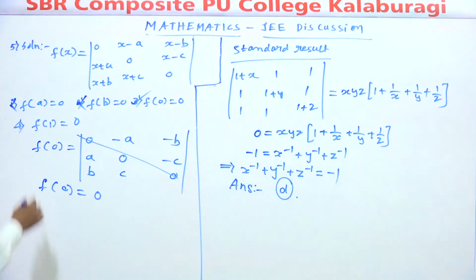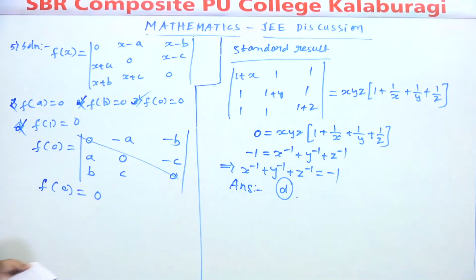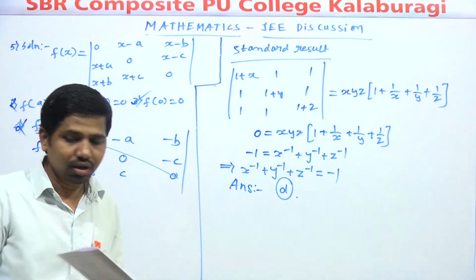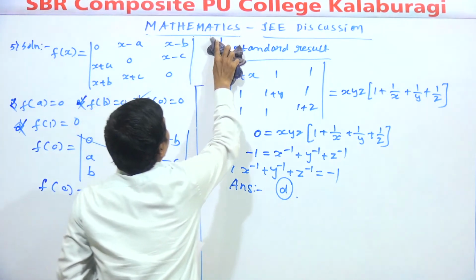So f of 0 equal to 0, and even the fourth option does not satisfy. So which option is correct? It's the third option, that is option number 3, f of 0 equal to 0. This was the fifth question. Now let us go for the sixth question.